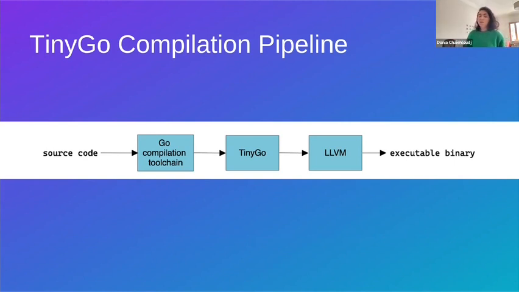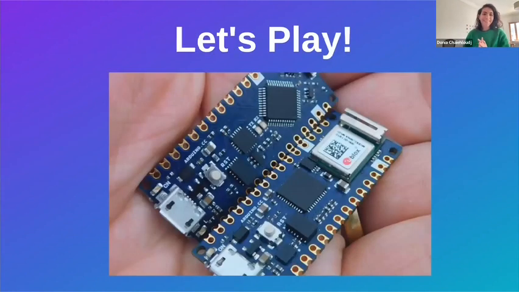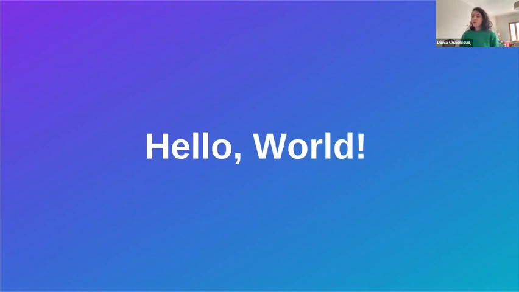So now that we saw theory, let's play. Today, all the examples that I will go through are based on an Arduino Nano 33. The first example is called Hello World for hardware. So we will make a light blink.